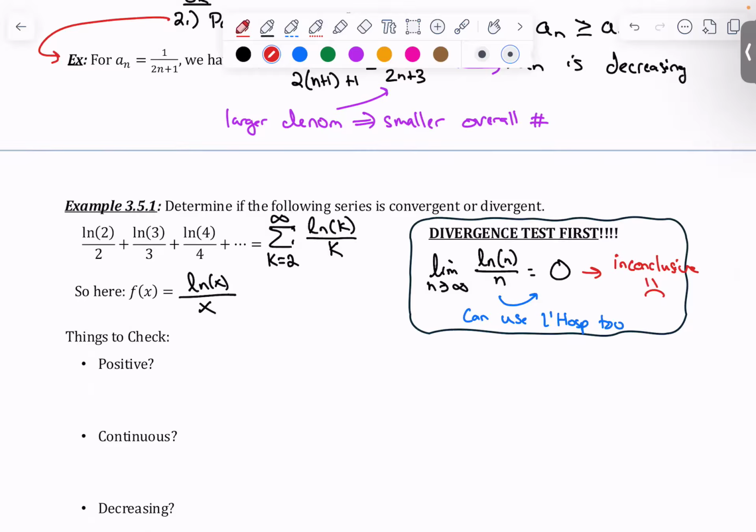Okay, so first thing to check, is it positive? Because remember, natural log can be negative, right? Natural log looks like this. But what's this number right here? You remember? Very close. 1. Natural log of 1 is 0. So after 1, natural log is always positive. And after 0, x is always positive.